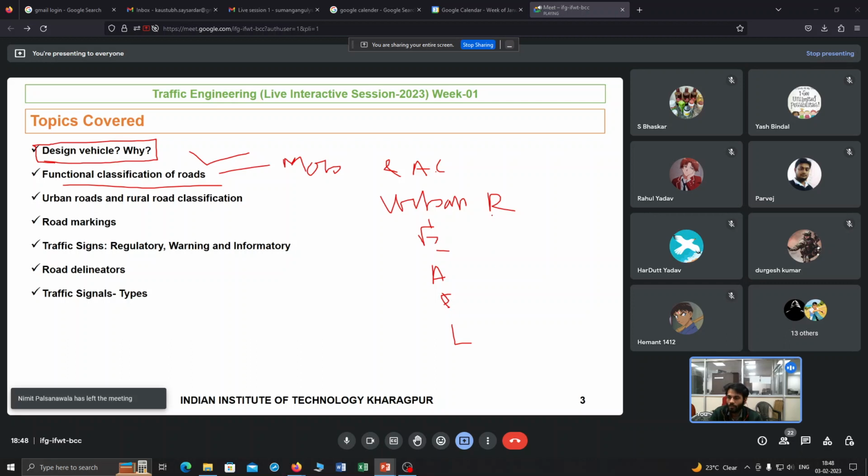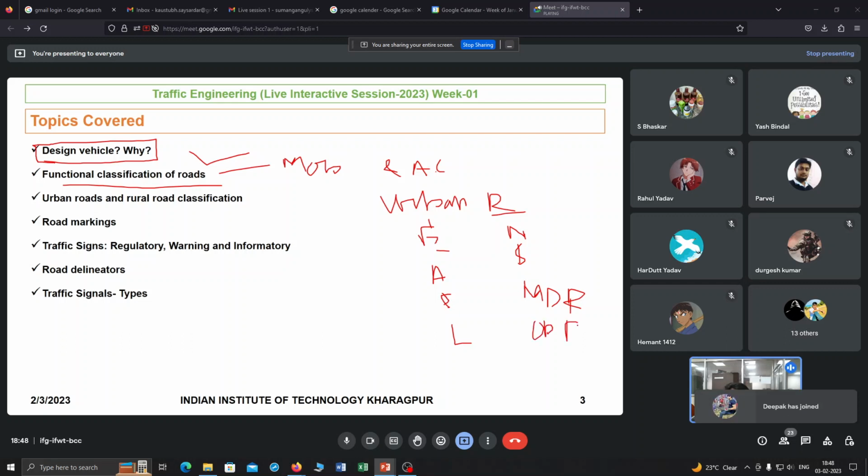In the case of rural roads, you have the national highway, state highway, then the Major District Road, MDR, connecting those roads, then other district roads, and finally village roads. This classification is purely based on mobility and accessibility, which concepts we have already covered previously when discussing mobility and accessibility.